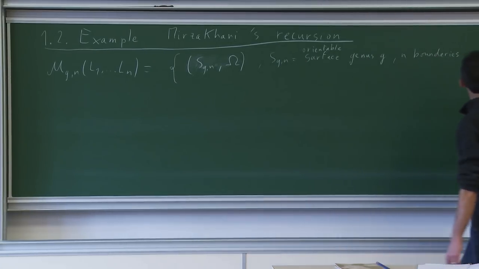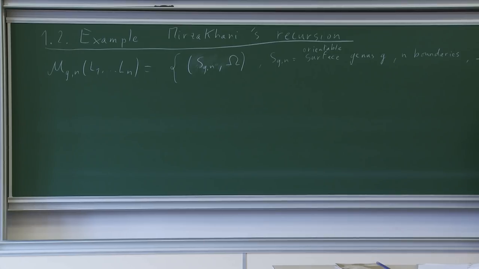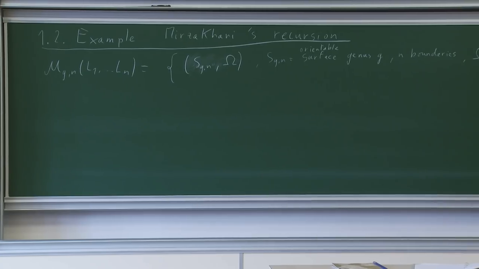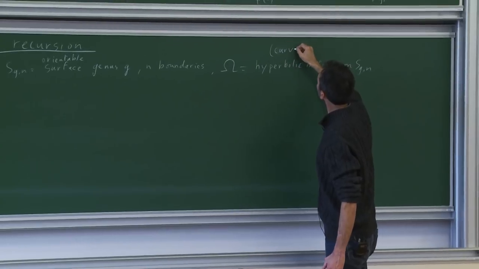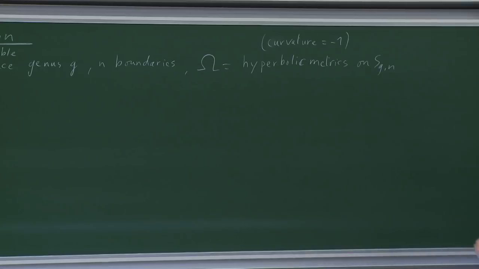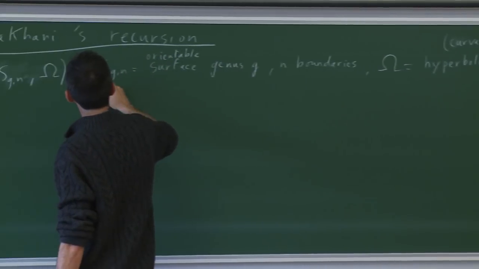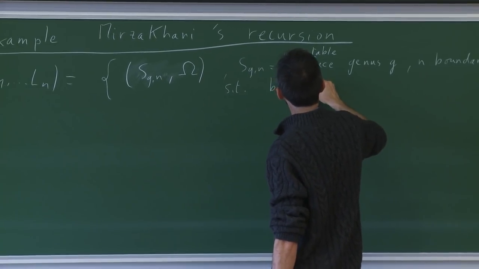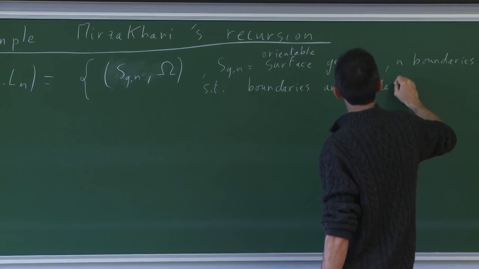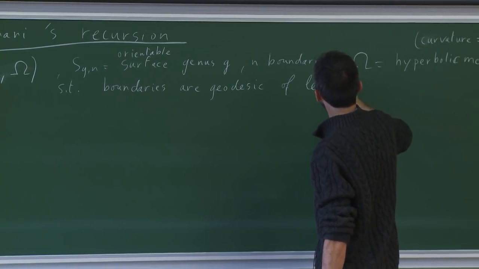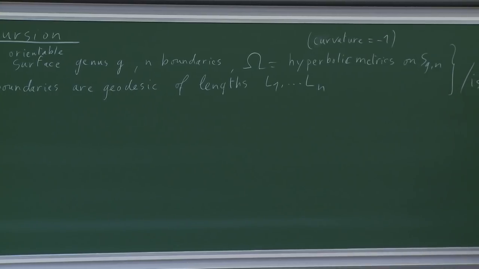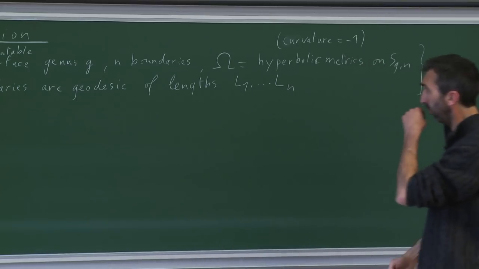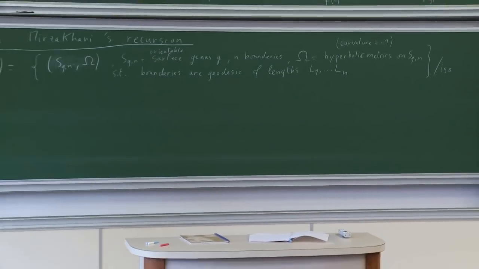Okay. And omega is a hyperbolic metric. So this is the space of hyperbolic metrics on S_g,n, such that, so hyperbolic means curvature is constant and equals minus one, and such that the boundaries are geodesic of length L1, Ln. And you modulo isomorphisms, which are in fact isometries. Okay, this is some very well studied space.